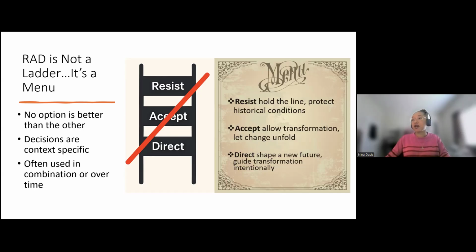So again, RAD is a menu, it's not a ladder. And the most important thing is being intentional about which option you choose and why.